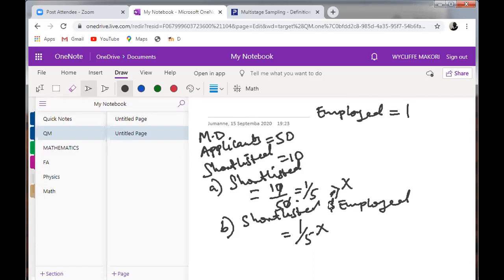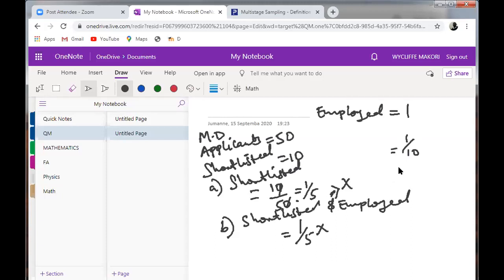What is the probability that the person will be employed? Any trial? I can try that. Can it be 1/10? 1/10. One over 10. Because we are getting it from the list of the employed people, of the shortlisted people.